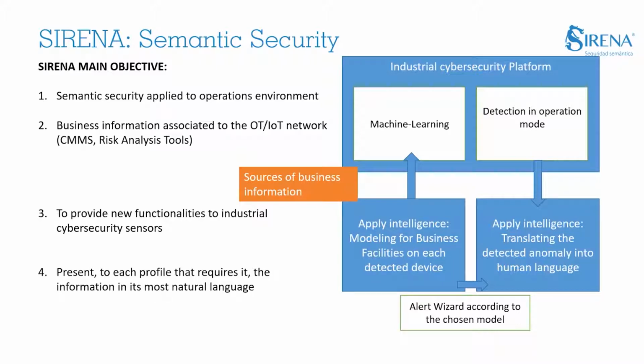Sirena is able to associate each low-level asset with an asset of business service, connecting with several sources of information: risk analysis, asset database, or industrial operation manager CMMS, and automatically tag assets, alerts, group them, apply new correlation rules. We can use it to show the assets and alerts in natural language to each profile, in addition to showing all the business information associated with an asset and alert for correct decision making.